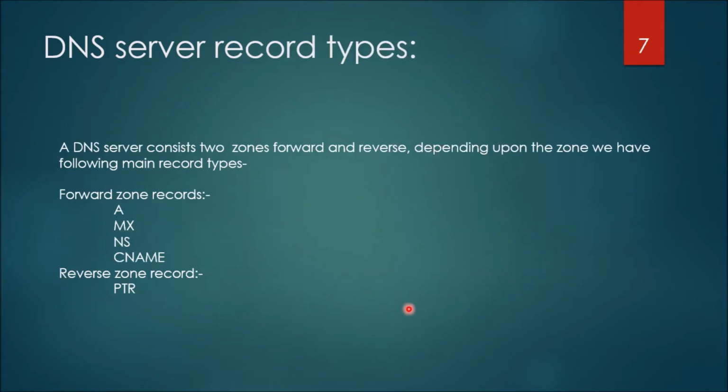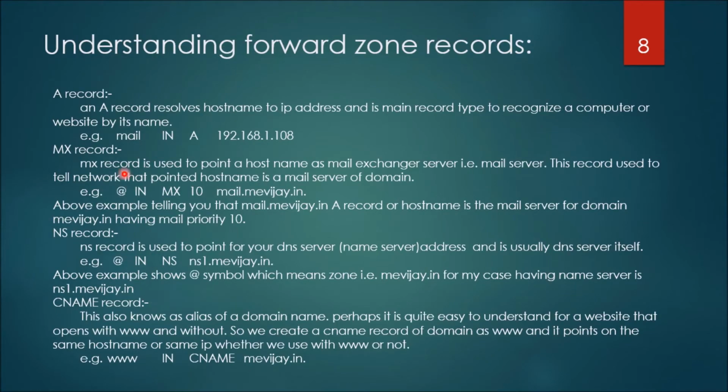So now coming to the DNS server record types. Depending on the zones, forward zone and reverse zone, we can have these records. A record, MX, NS and CNAME can be for the forward zone and PTR is available only for the reverse zone. All right, so understanding the forward zone records, an A record resolves host name to IP address, and it is the main record type to recognize a computer or website by its name, right?